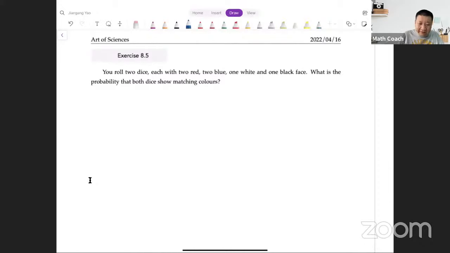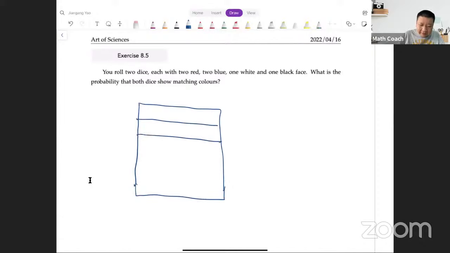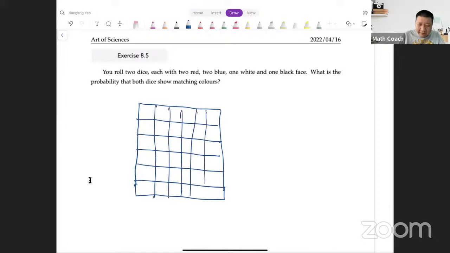So the idea is, with this kind of problem where you roll 2 dice, which is called multiple events, what you can do is draw a table to show all the possible cases. Right, if you draw the table, then what we have is red, white, blue.